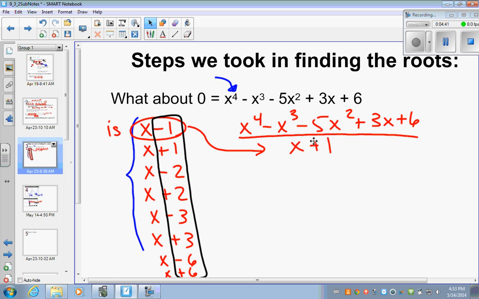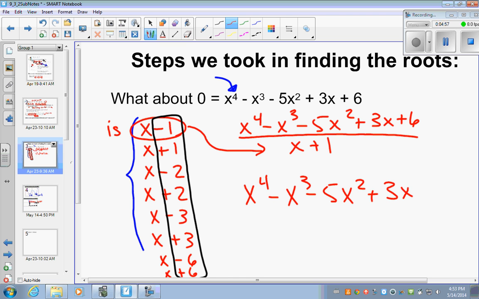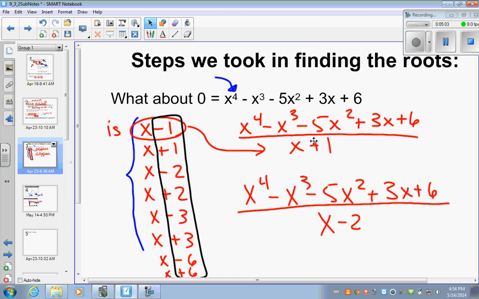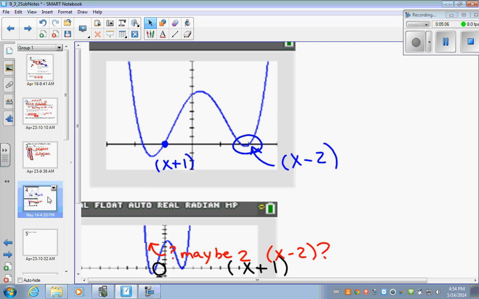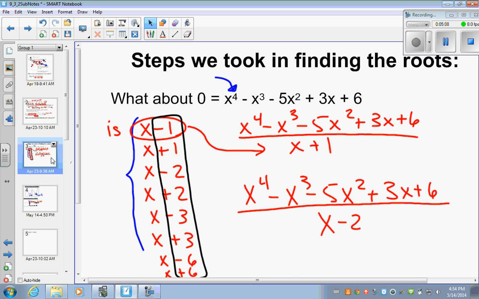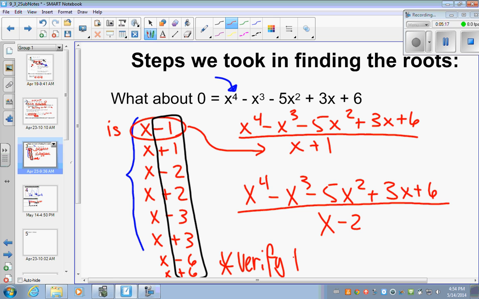So everybody remember Polydoku? Take some time with your partners, with your teammates, to do this division, and also divide x to the fourth minus x cubed minus 5x squared plus 3x plus 6 by x plus 1 and x minus 2. So do those divisions and verify for me that there's no remainder, because that's my guess, but go for it. And then when you're ready, you can watch the next video.